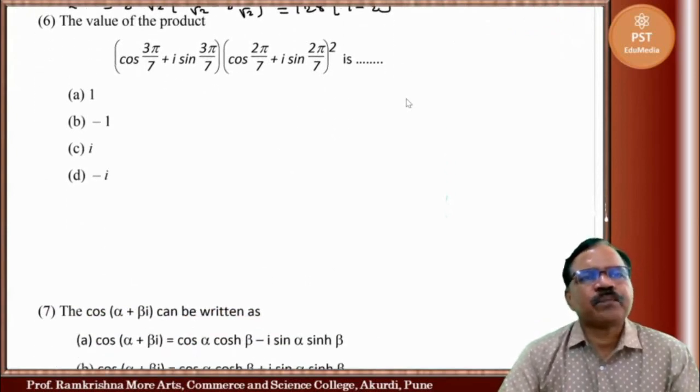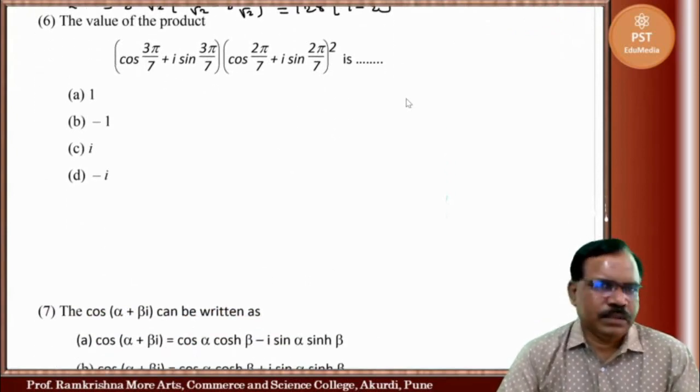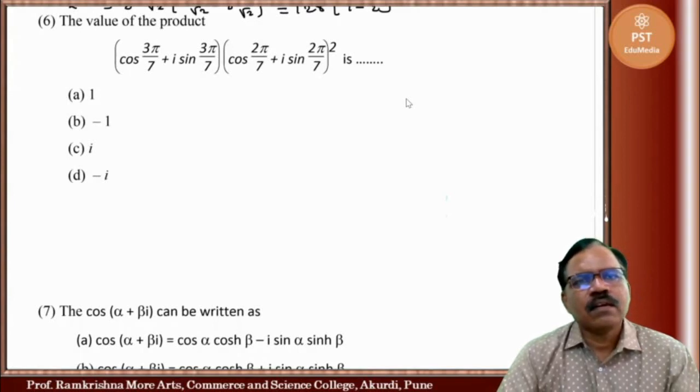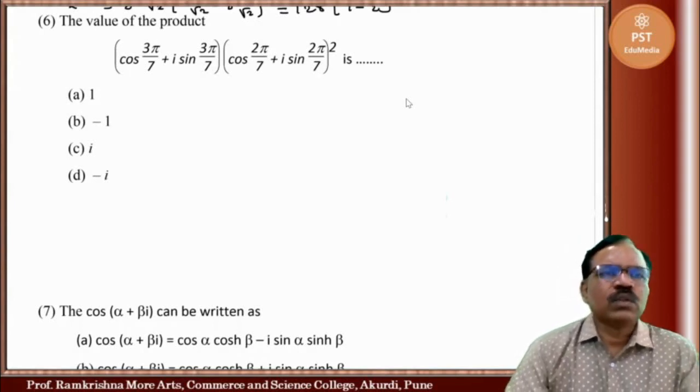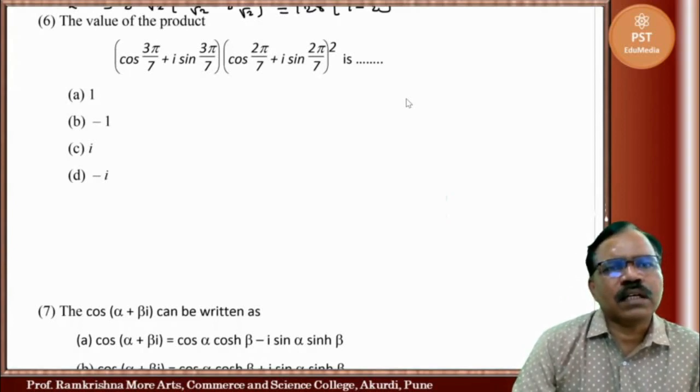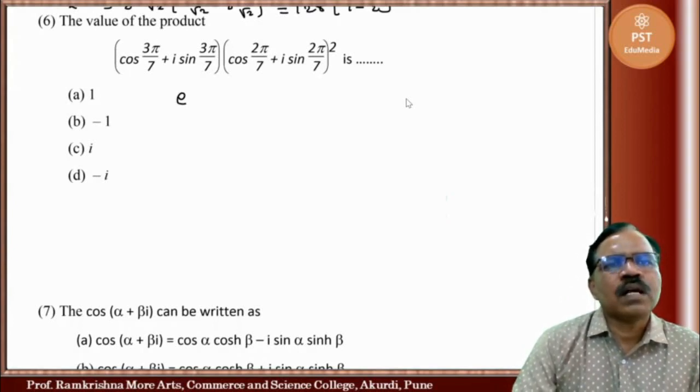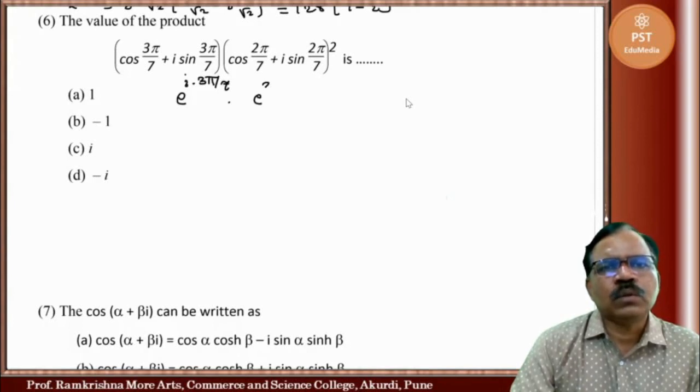Now next one, the value of the product (cos 3π/7 + i sin 3π/7) multiplied by (cos 2π/7 + i sin 2π/7) whole squared. So I can write the first term as e raised to i into 3π/7 and the second term as e raised to 2π/7 i, and square of this.